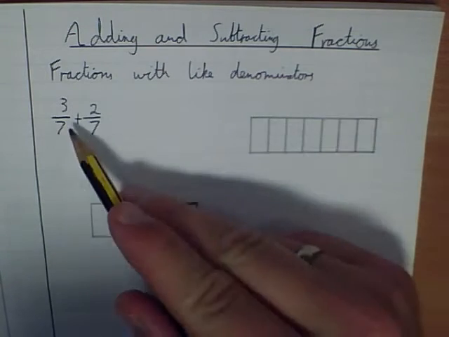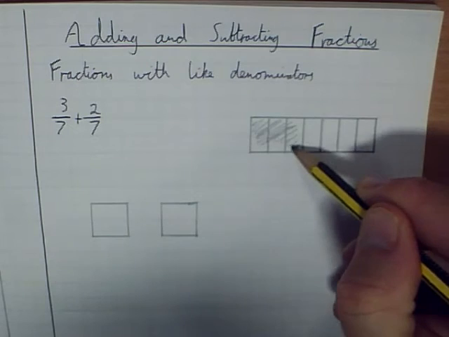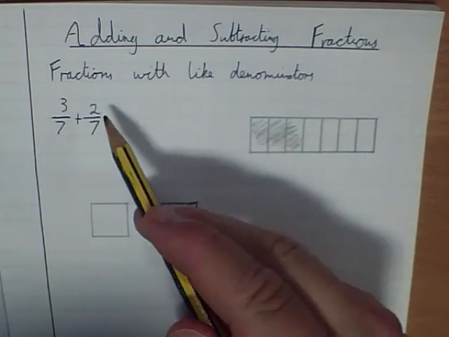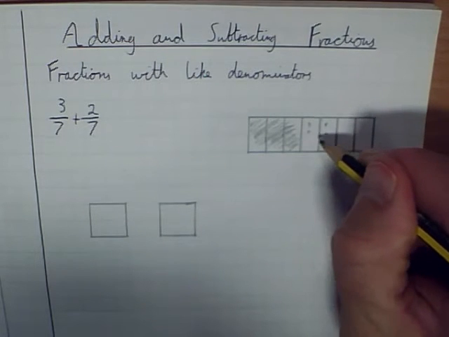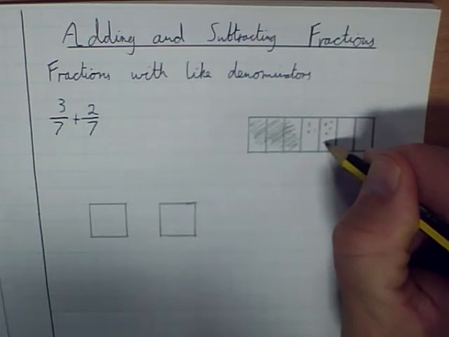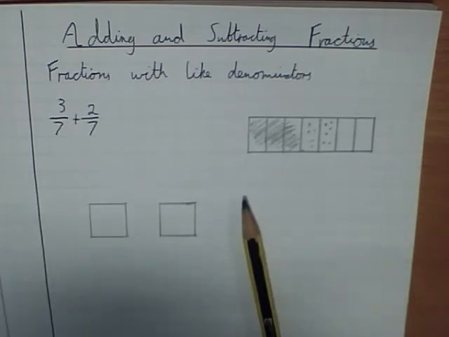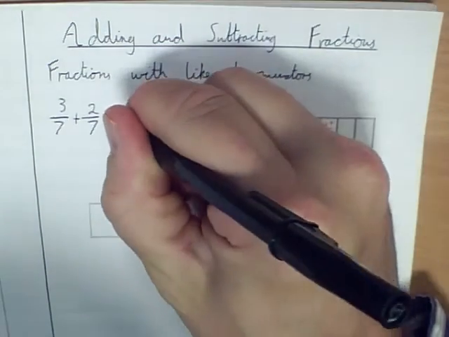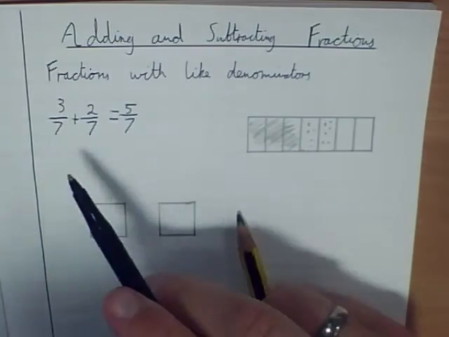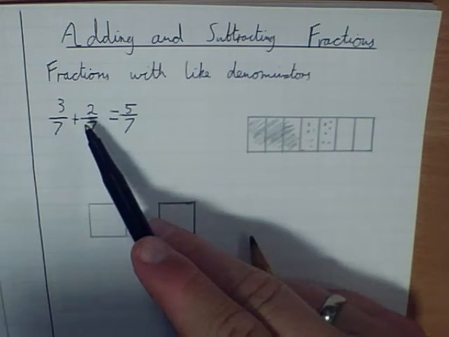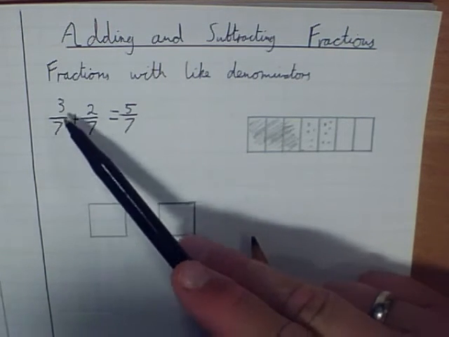If I've got 3/7, then I've got that much. And if I add 2/7 to it, with a different type of shading, I've got 5/7 now in total. So it's really important to note that I do not add the denominators together. I only add the numerator. It's out of 7 parts that I'm talking about, and I'm adding 2/7 to 3/7.